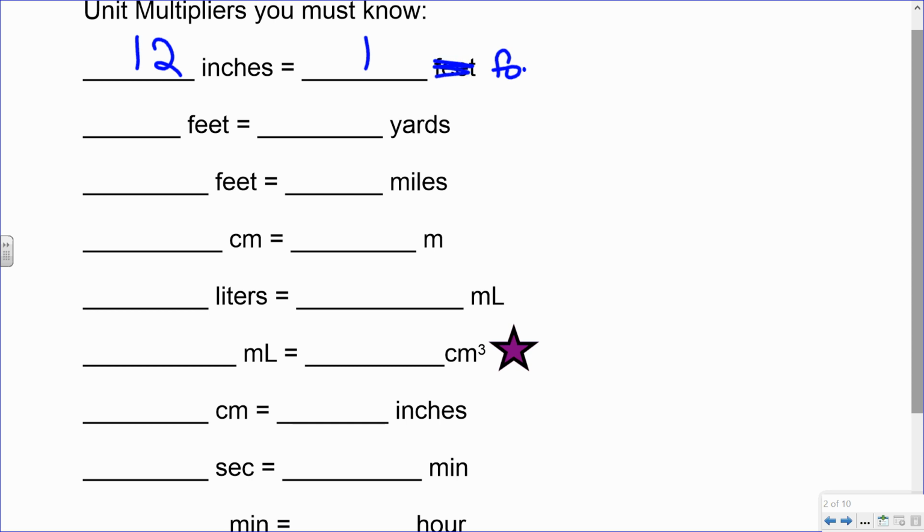I have all these plural, just I'm not giving anything away there. Gina, next one. So 3 feet in 1 yard. Feet and miles, Aiden. Okay, centimeters and meters. Now we're doing some things within the metric system. How does that one work, Ava?